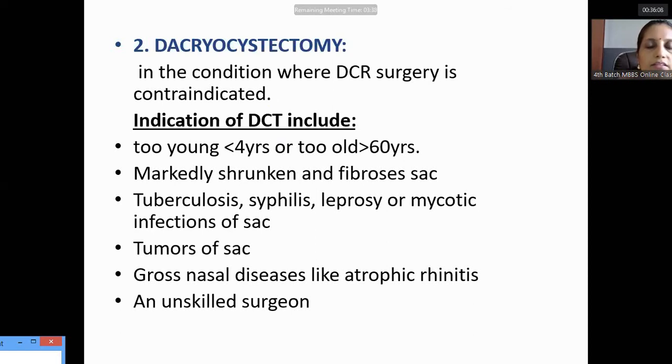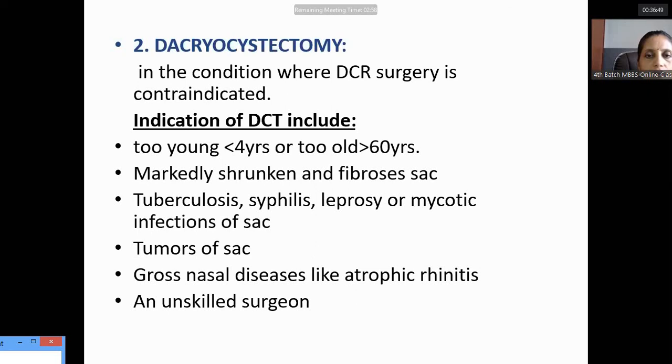But the problem of the DCT is that there will be persistent watering, though the discharge and all things can be cleared. There will be no sign of inflammation or cellulitis, but the patient will have the watering. These things you have to explain prior to the DCT. If the dacryocystitis is causing cellulitis, then you have to go for the DCT in the case of a child. Otherwise, in the child, we wait till the child is matured and then do the DCR surgery.